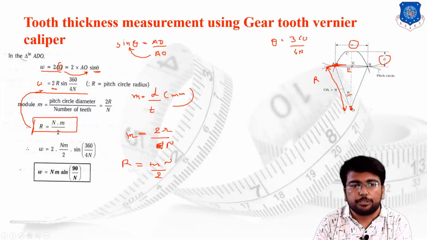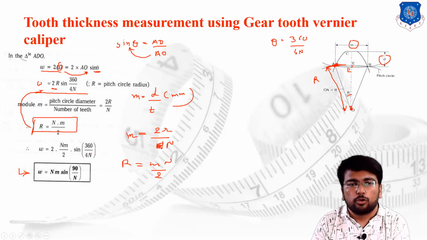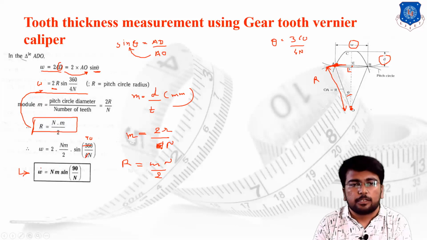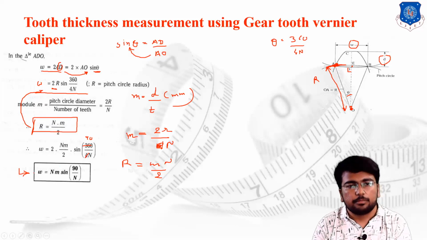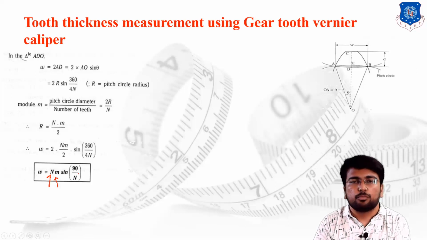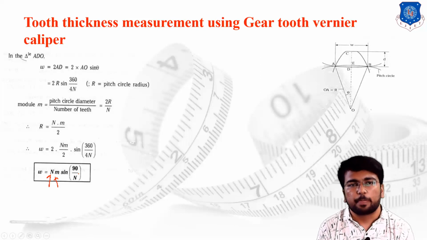The w can be reduced to w is equal to nm sin 90 by n, where 360 by 4 gives 90, so I make the cancellation. So w can be written as nm sin 90 by n, where n is the number of teeth and m is the module of the gear. That's it. So if you know the number of teeth and the module, then you can define the width at the particular depth d.